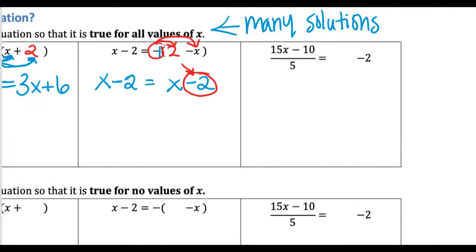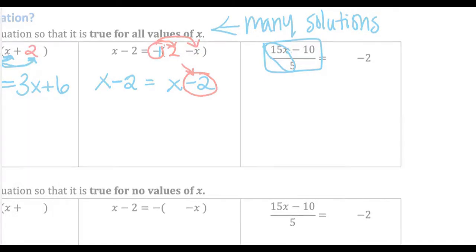Let's check out our last one. Now, this one looks a little interesting. Nothing we can't handle. Let's simplify this side. Okay. What's happening here is everything is being divided by 5. So 15 is being divided by 5. And -10 is being divided by 5.